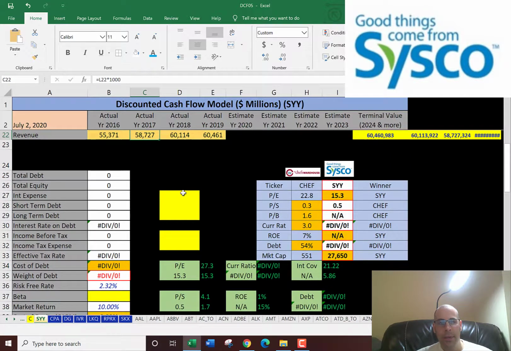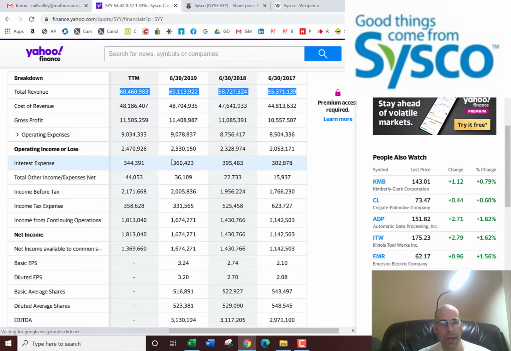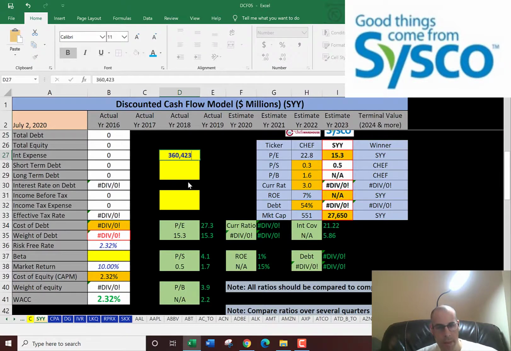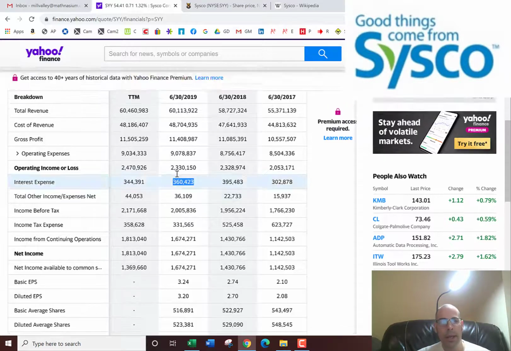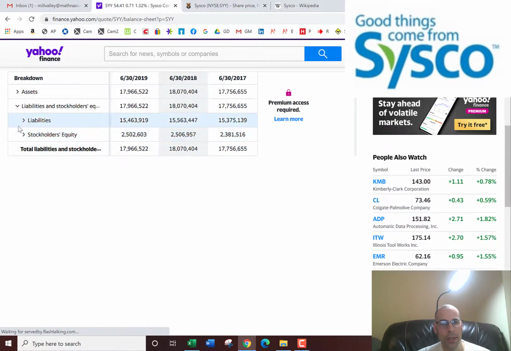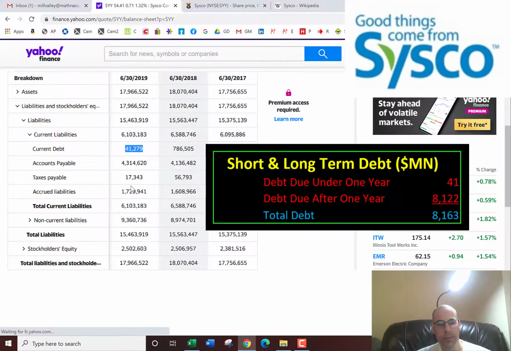Now let's get the capital structure of the company, because we need to know what discount rate to apply to the future cash flows. So the interest expense is the interest they pay on their debt, and that's on the income statement, and that's $360 million. And let's find out how much debt they have. We'll go to the balance sheet. We'll go to the liability section. And then we'll go to the current liabilities, and the current debt is $41.3 million.